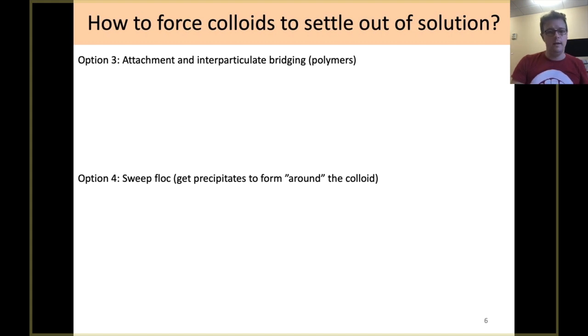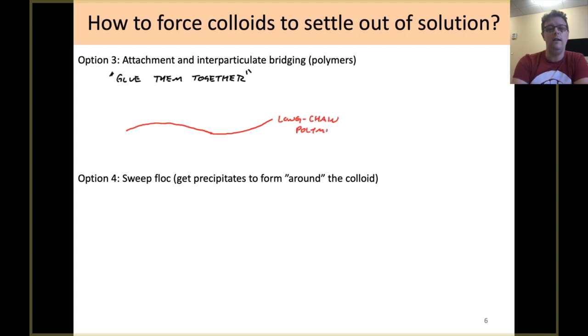Two more options then. Option 3, attachment and interparticle bridging. This involves long chain polymers, and well, you'll probably never hear someone talk about it this way. The short of what we're trying to do is glue the colloids together. So we're adding long chain polymers that have some bonding sites on them, some functional groups where those negatively charged colloidal particles will want to stick.